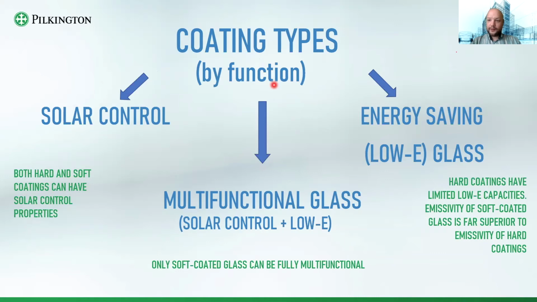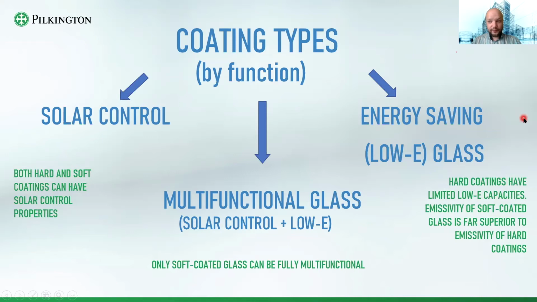Solar control can be both hard and soft coated glass. There is not really much difference in the characteristics between them either. So quite simple, and basically the solar control coatings are where the magnetron process started. Then we have energy saving or low E glass.